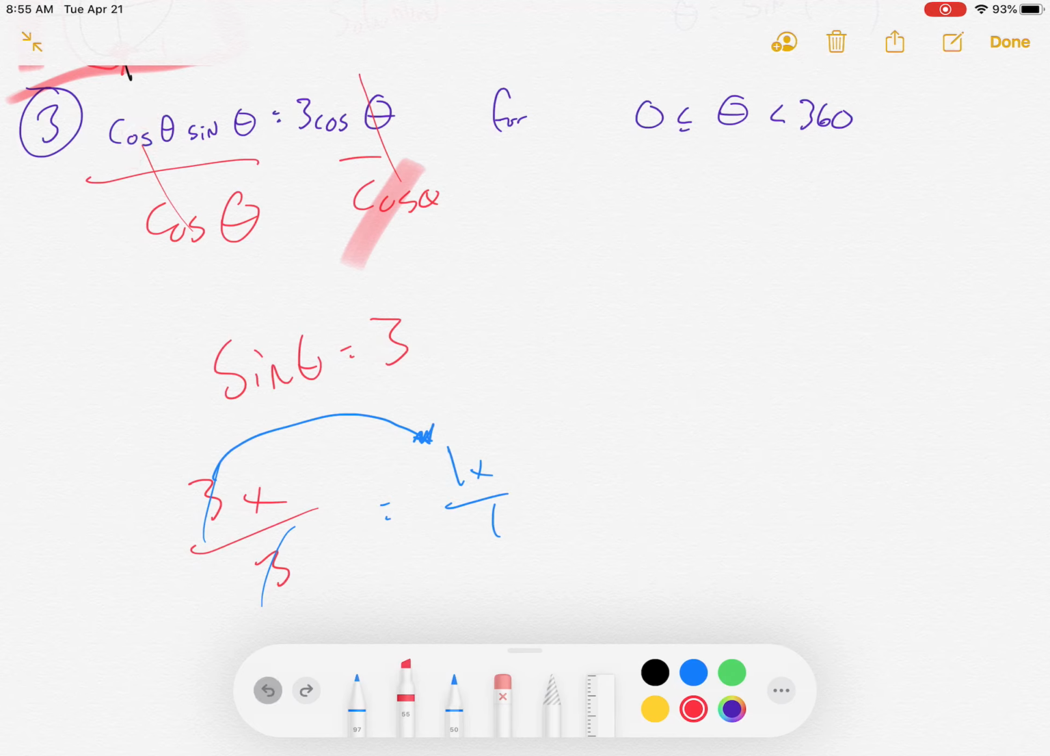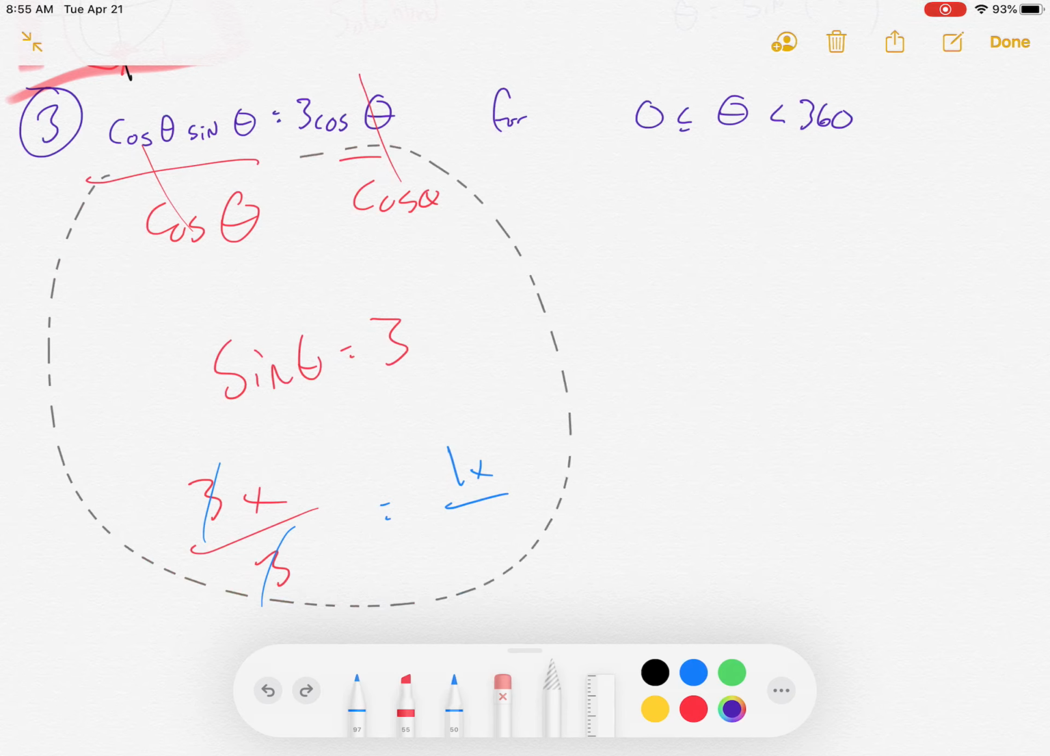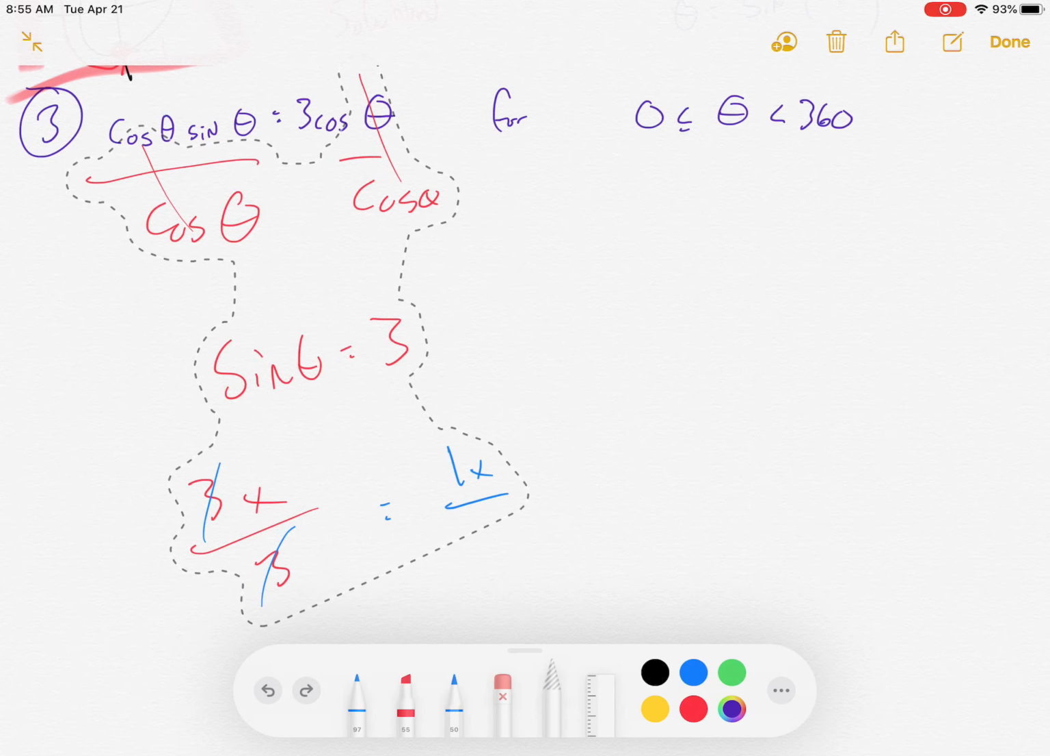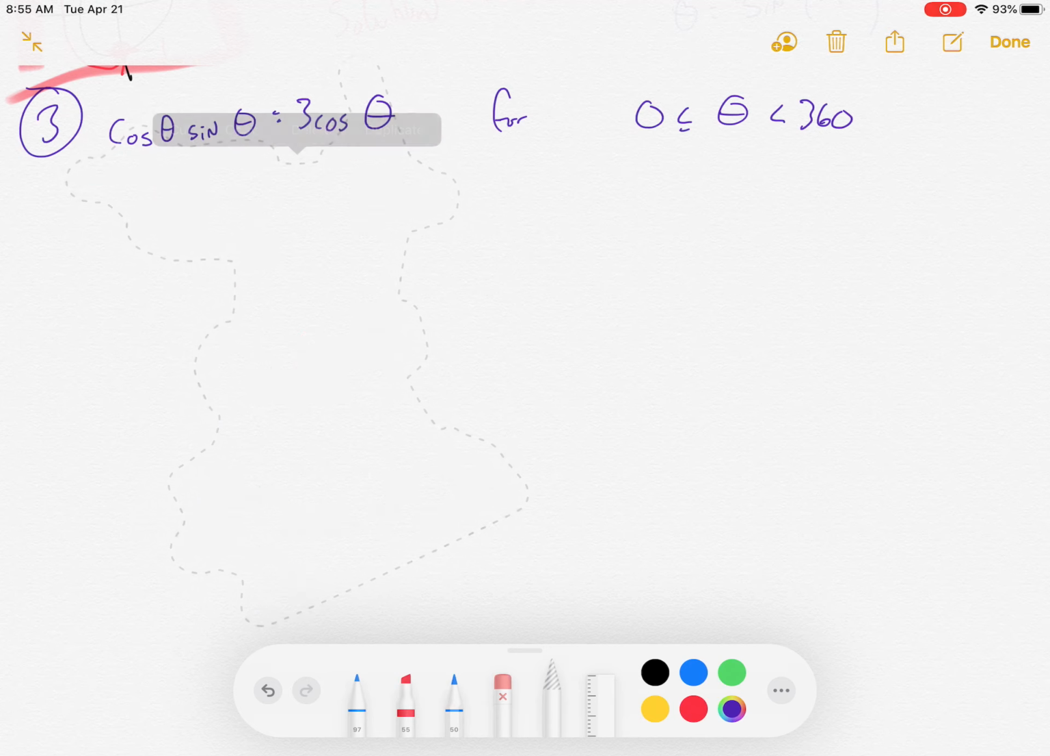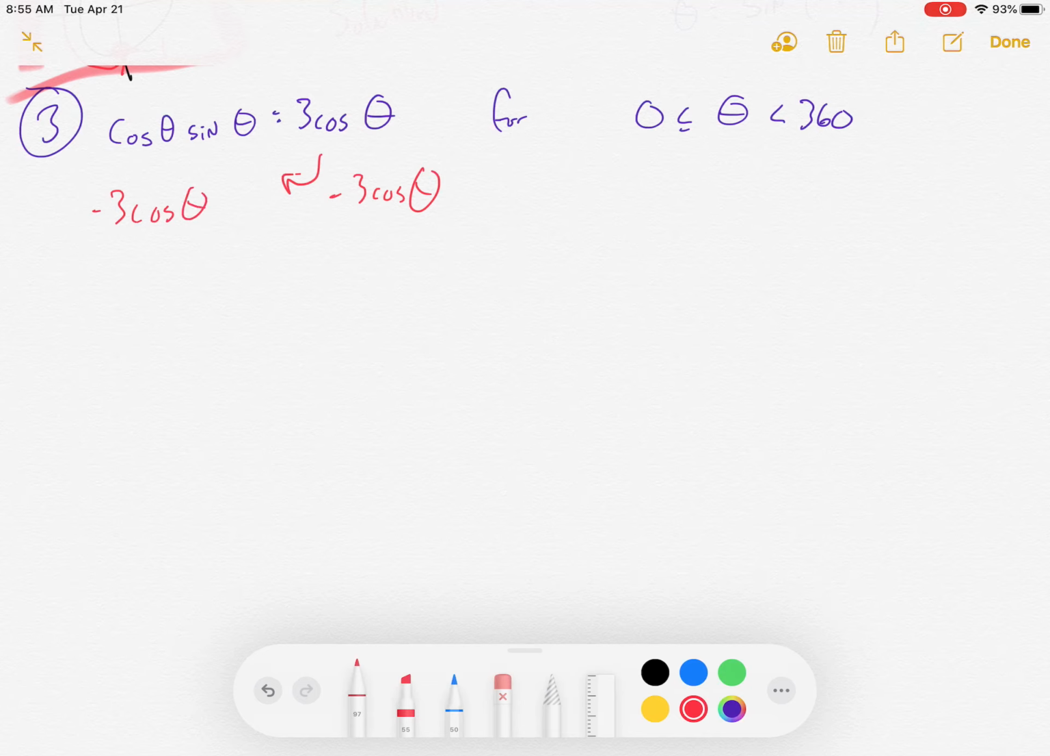That's not a problem when it comes to numbers, but when it comes to trig functions, such as cosine, that becomes somewhat of an issue. So watch what we do instead. Instead of canceling them out, we're going to move everything to one side. If I move this over, minus 3 cosine of theta. Do it to the right, you've got to do it to the left, minus 3 cosine of theta.